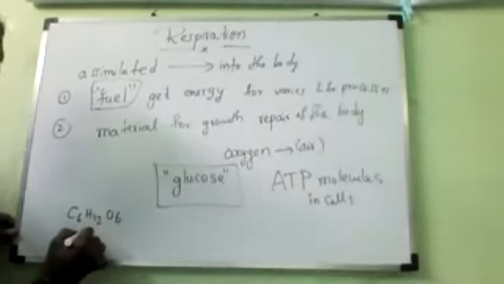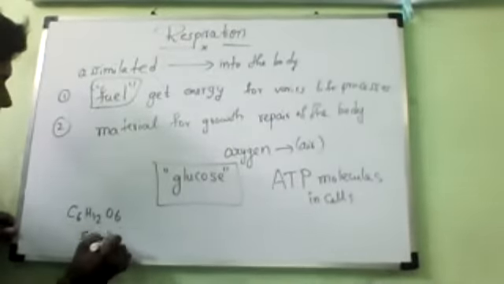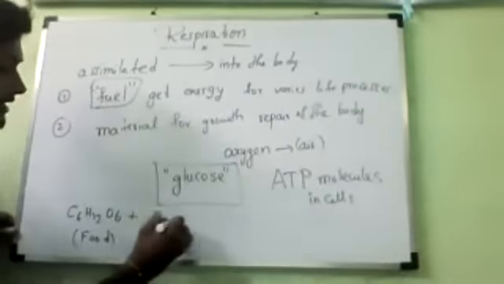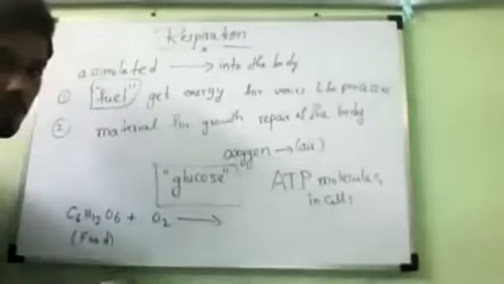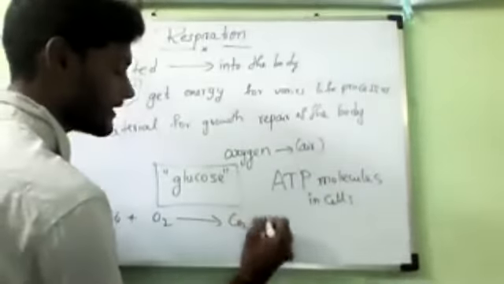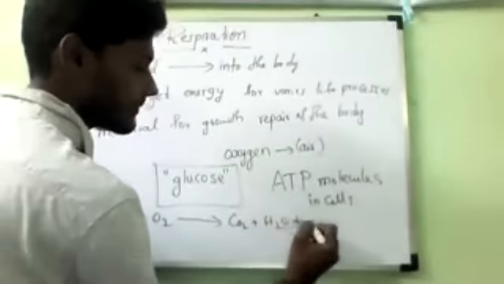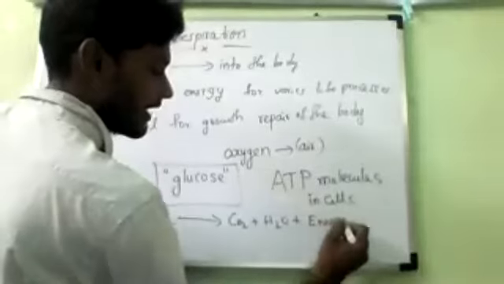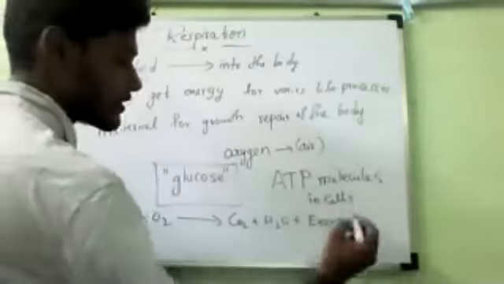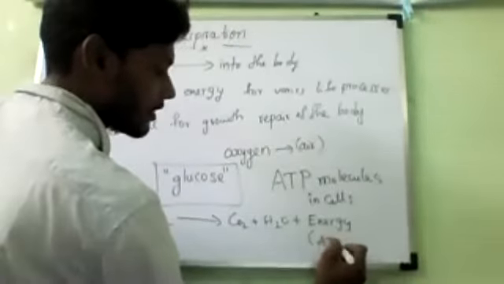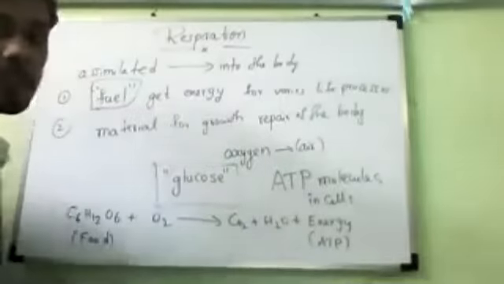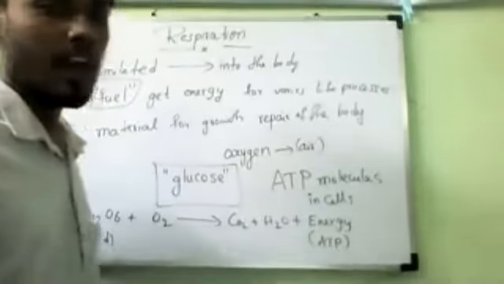C6H12O6, that is glucose, plus O2, reacting with oxygen, will give you carbon dioxide plus water plus energy. This energy will be stored in the form of what? ATP, adenosine triphosphate.